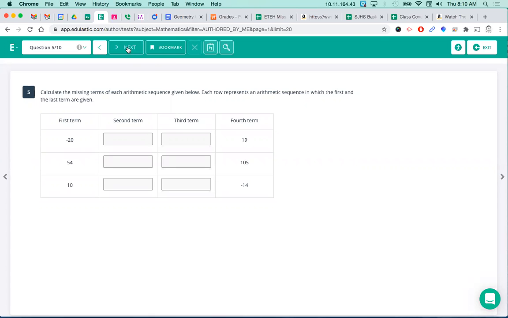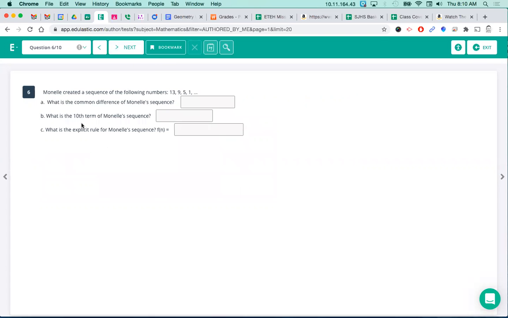Number 6 says Monell created a sequence of the following numbers: 13, 9, 5, 1. What is the common difference of Monell's sequence? So common difference is something used in an arithmetic sequence. So basically, what am I adding or subtracting from one term to the next? And we are subtracting 4.